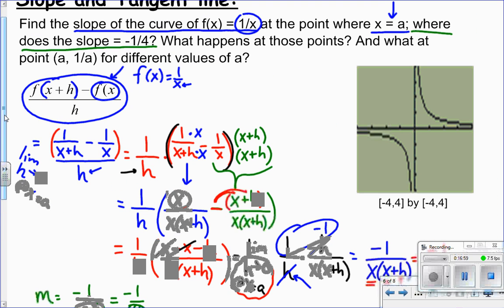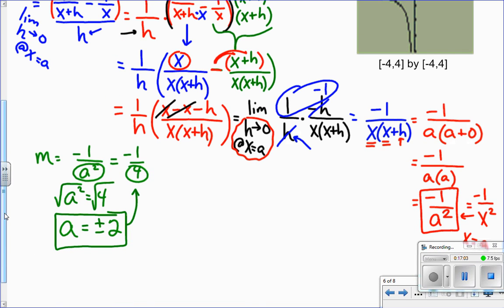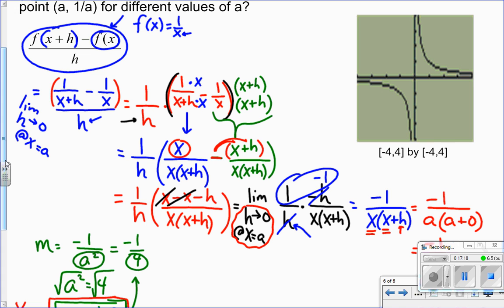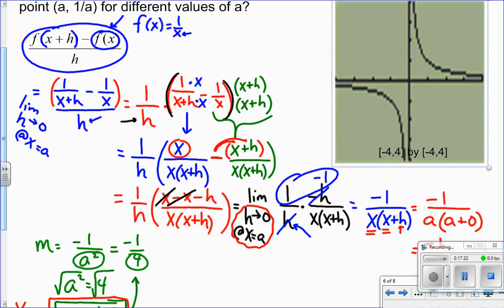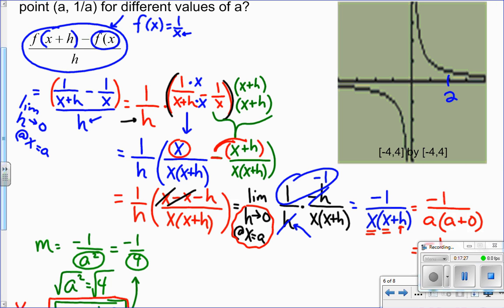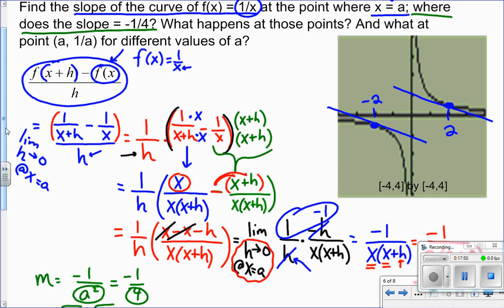All right? Now, what happens at those points? So, what happens right at the points here? Well, let's not forget, x equals a. So let's look at our graph where x is positive and negative 2. Okay? Here's our graph. Here's a positive 2. Here's a negative 2. What happens at these points here and here? Well, if I were to draw a tangent line, it would kind of look something like that. If I were to draw a tangent line here, it would kind of look something like that. That looks to me a lot like parallel lines. So what happens at those points? Well, the tangent lines are parallel.